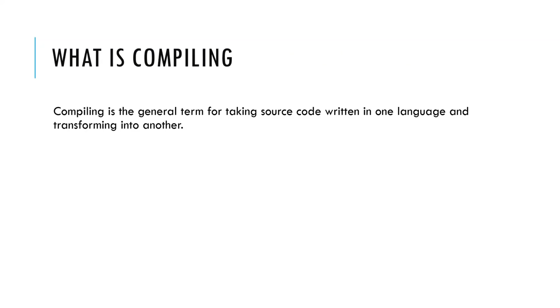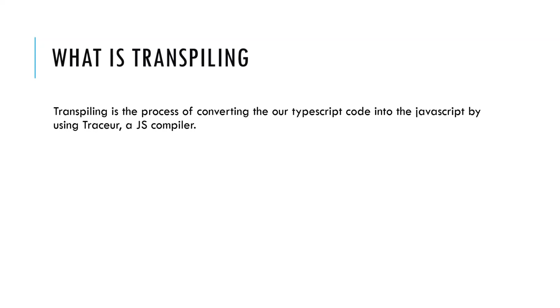So what is compiling? Compiling is the general term for taking source code written in one language and transforming it into another. So what is transpiling? Transpiling is the process of converting TypeScript code into JavaScript by using the Traceur or a JS compiler.